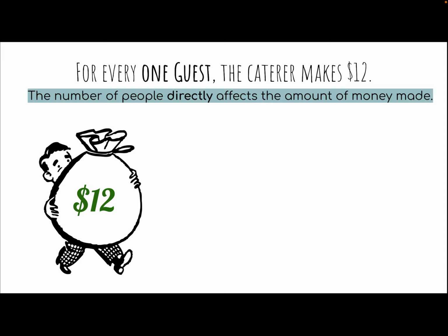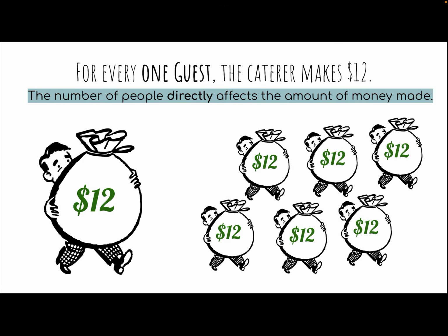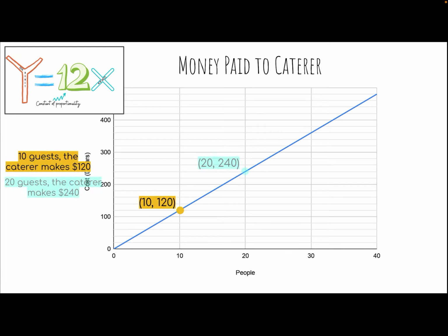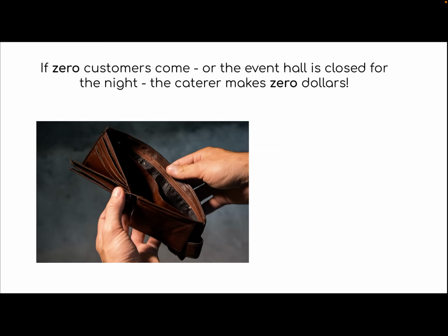So the first person is $12 of profit for the catering company. And so is every person thereafter. You can even see in a graph that the table makes a direct proportion. Notice it's a straight diagonal line going through 0, 0. And if you read any ordered pair off of this table, you could look back at how we did it before: 120 divided by 10, 240 divided by 20, 480 divided by 40, and you get $12 per customer.